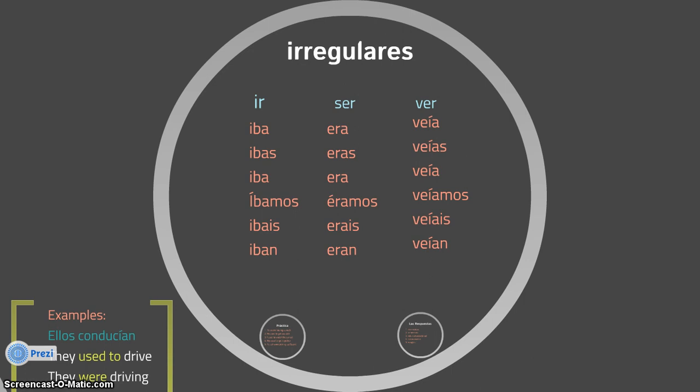And then ver, if you'll notice, ver is irregular because if we took off the ER ending, then it would just be the letter e. So it's easy to remember, you just add the E with the ER endings. So, veía, veías, veía, veíamos, veíais, and veían. Alright. Notice we only have 3 irregulars in the imperfect tense, and there are no funky stems or stem changers or anything like that, so it's simplified.